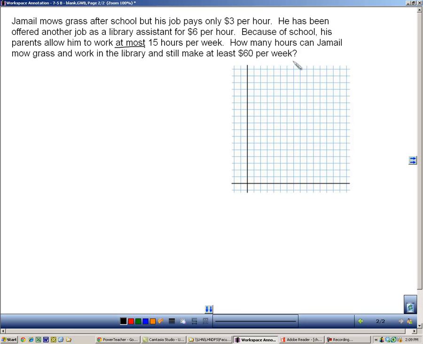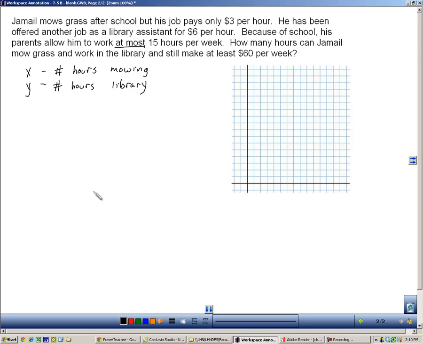First thing we have to do is come up with two unknowns. We need an x value and a y value. What we're comparing here is two different jobs and how many hours he works. So x will be the number of hours that he spends mowing, and y is the number of hours that he spends at the library.